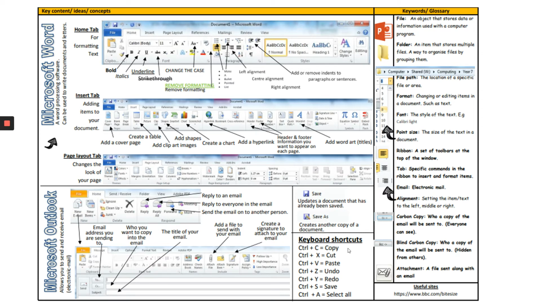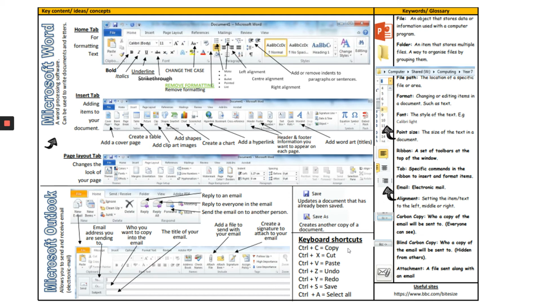Then on the bottom half, there's something that's totally new to us, which is Microsoft Outlook. Okay, so that's what's used for sending emails, receiving emails, and this gives you some of the key features of emails. What I'd like you to do is just summarize how emails are used. So how emails are used in businesses, why are they good, and what are the advantages and disadvantages compared to conventional post.